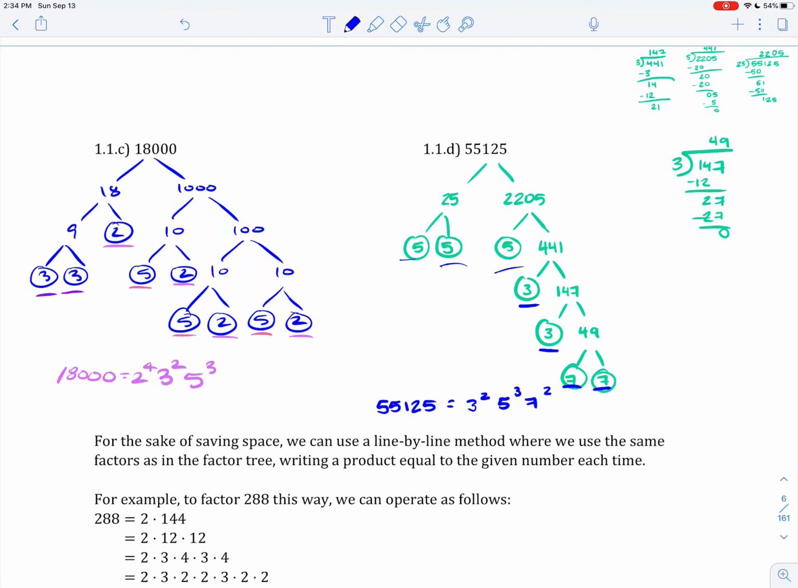Factor trees do take up a bit of space. We can see this really starting to take up room. And we can use a line-by-line method, which is basically exactly the same in terms of what factors we see. We just avoid having these lines over and over, so we save some space. But otherwise, it's the exact same thing. We're just looking for what we can break a number down into and going from there.